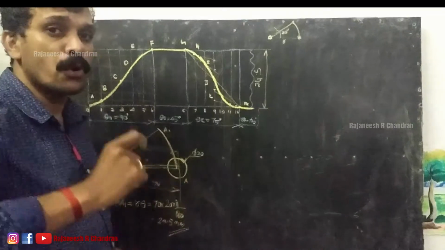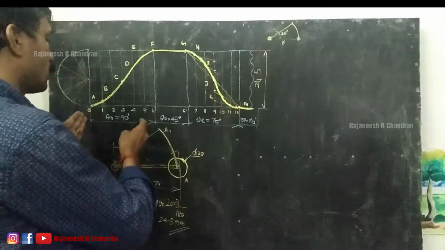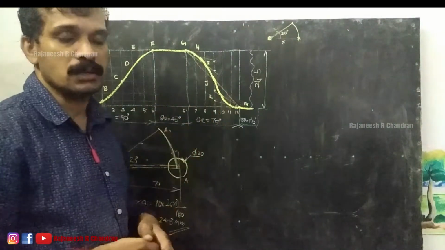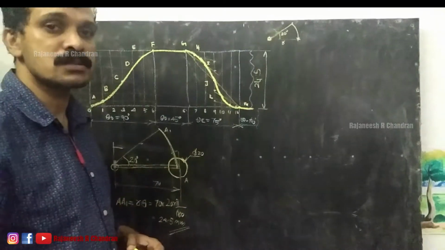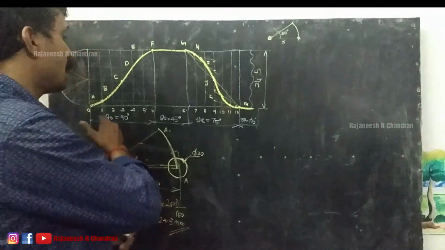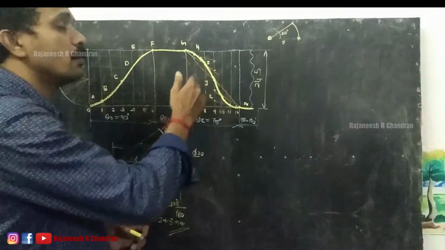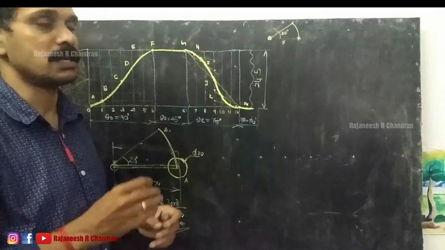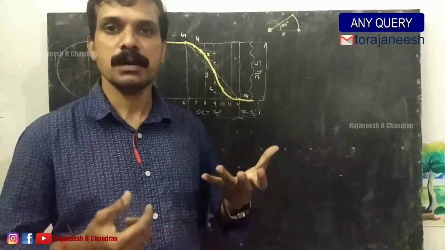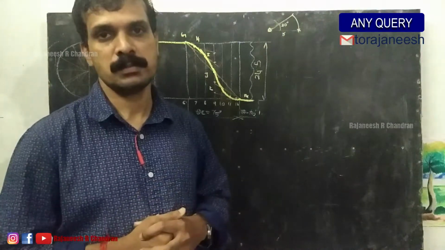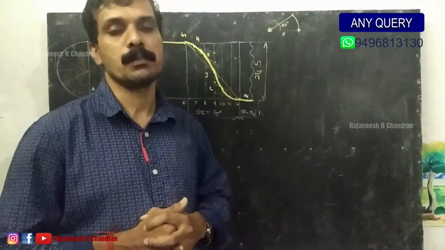If you don't know how to construct the displacement diagram for simple harmonic motion and uniform acceleration retardation, please refer to my previous videos where you can clearly understand how this construction is obtained. So we have completed the displacement diagram according to the data given. Now we have to draw the cam profile.